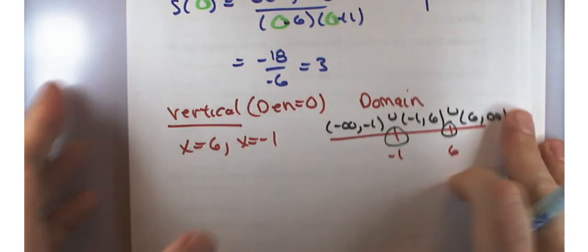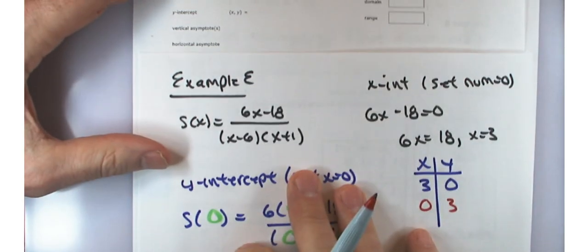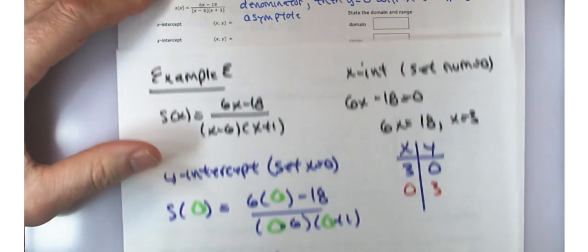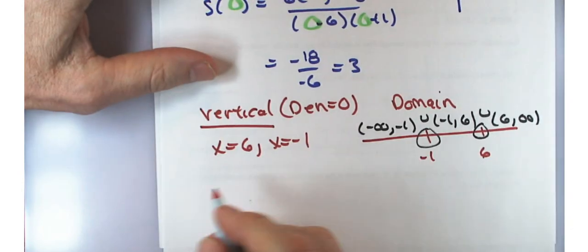Okay, good deal. Let's think about what else we got here. How about the horizontal asymptote? What's going to happen to this in the long run? So the horizontal asymptote.